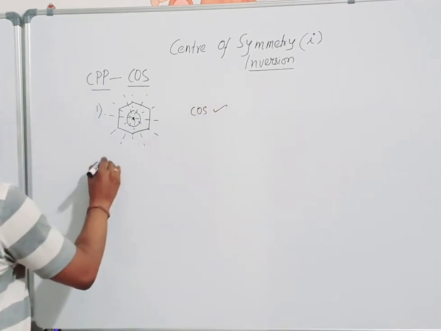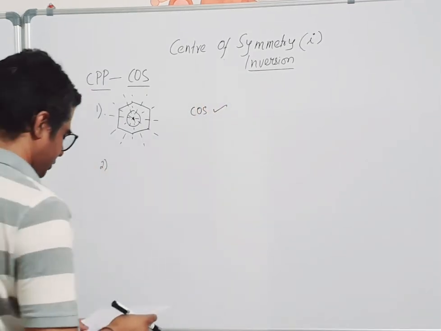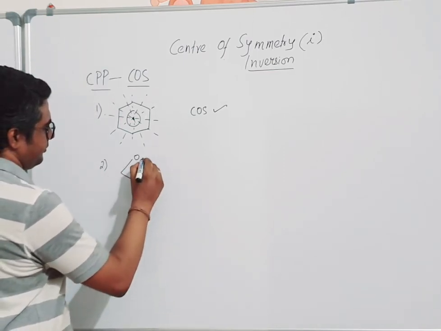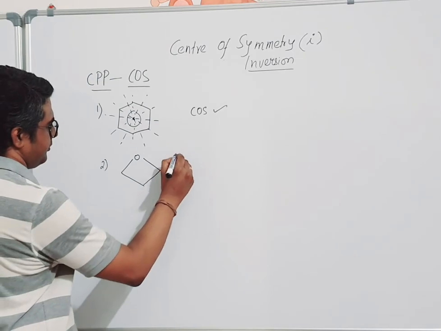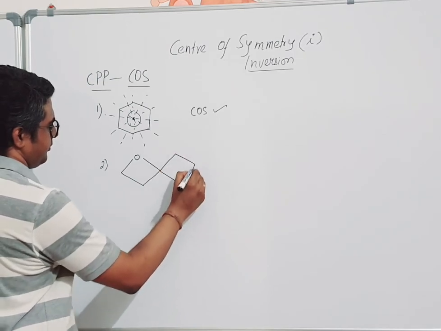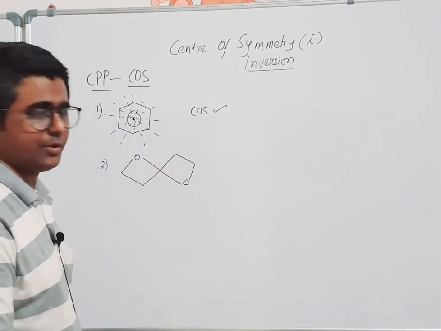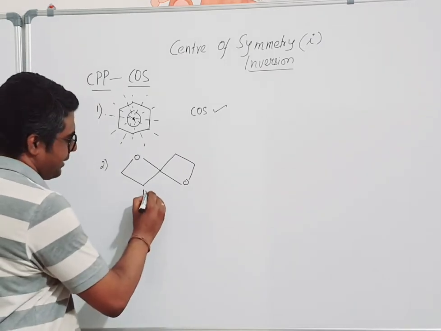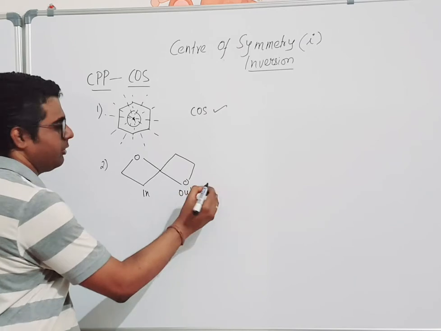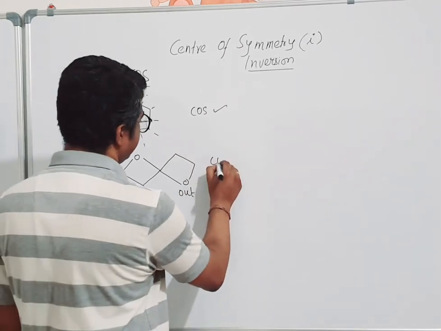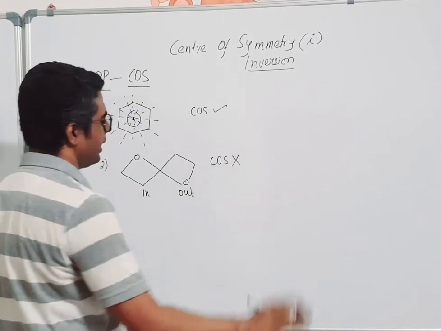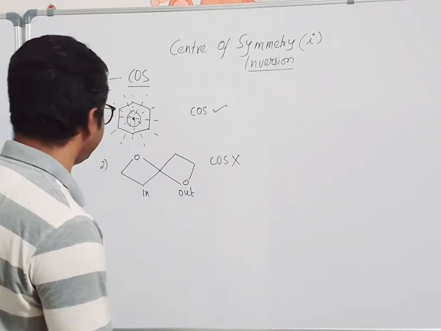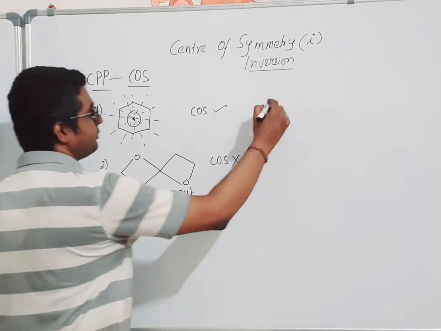Next, number 2. Okay, this is a good one. In this case, how do you determine whether it has COS or not? See, this is in plane, this is out of plane. I have already taught you all these things. So COS will not be possible. Both planes are different, so COS is not possible.